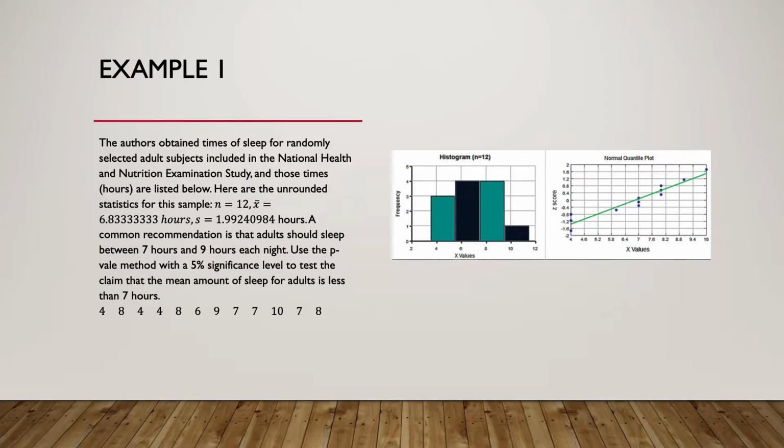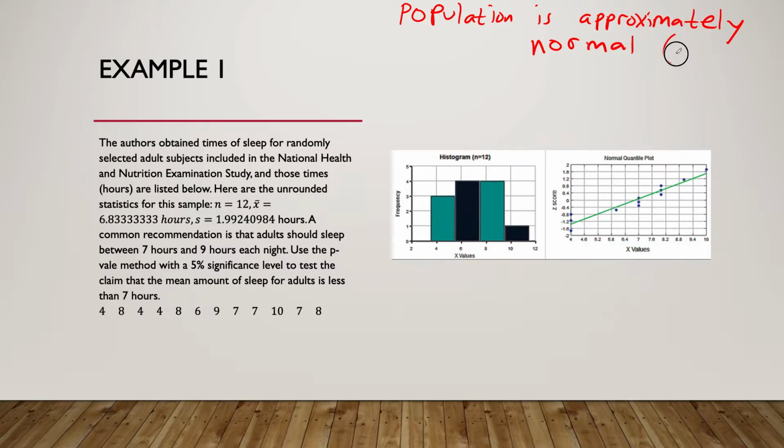So let me write that up here. The population is approximately normal. And we could see the sample size here is 12. So that's why this is important for the population to be.